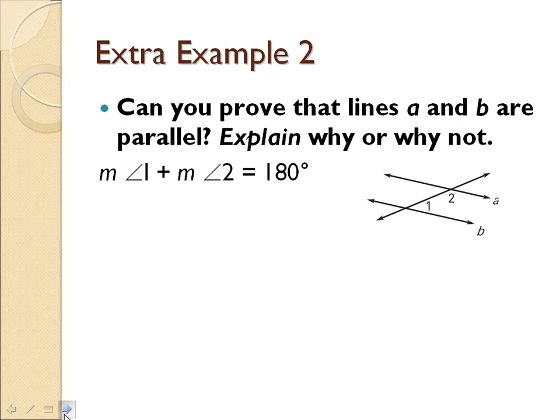Extra example 2. Can you prove that the lines A and B are parallel? Explain why or why not. And it tells us right here the measure of angle 1 plus the measure of angle 2 equals 180 degrees. Well, let's look at angle 1 and angle 2. They're right here. Okay, those are consecutive interior angles. Since they're consecutive interior angles and they're supplementary, they add up to 180, then yeah, our two lines A and B are parallel to each other.